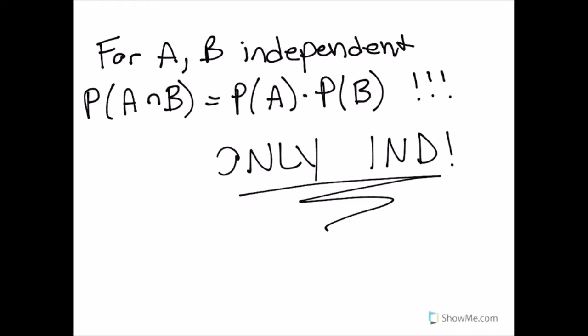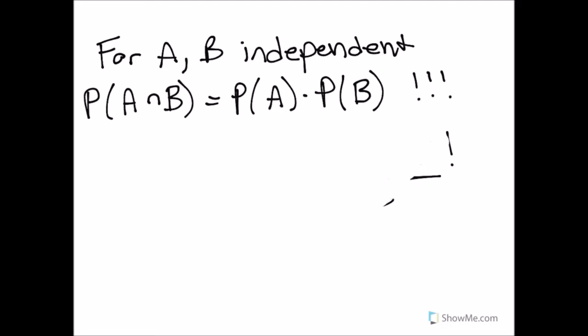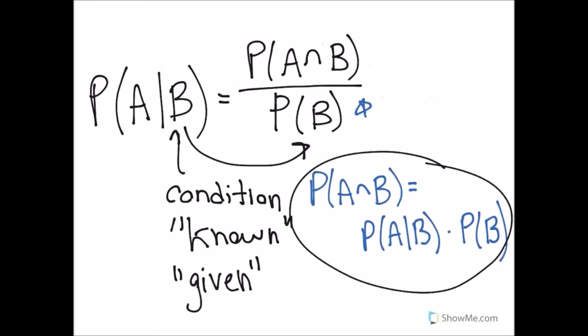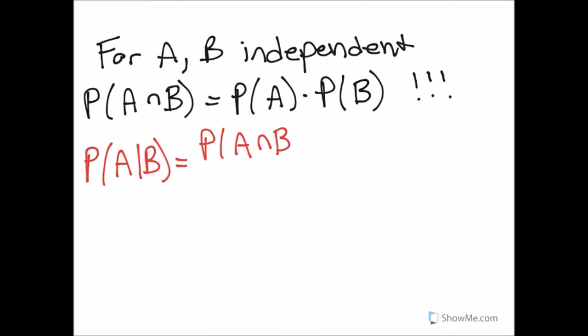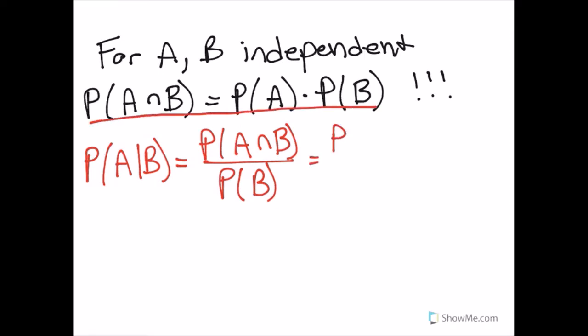And there is an alternative formula for independence. If we go back and look at the conditional formula, and again, the conditional formula holds for all cases, not just independence, this is the conditional formula. But we just found out that when A and B are independent, I can replace A intersect B with this product.